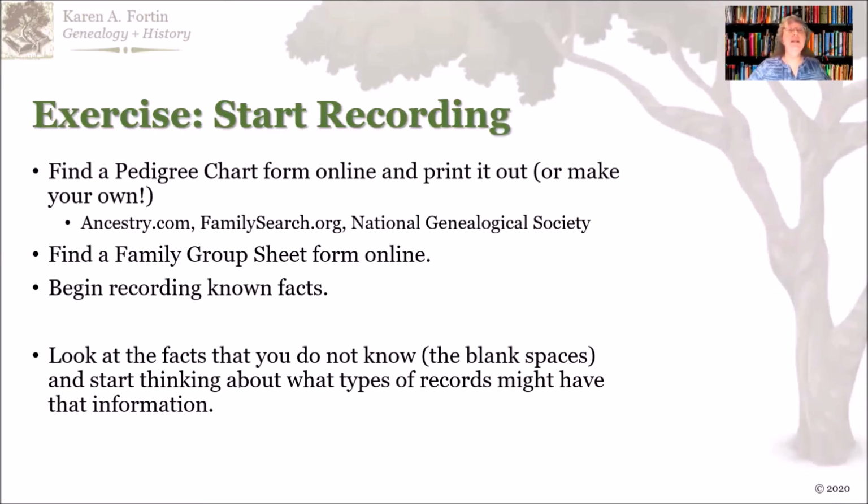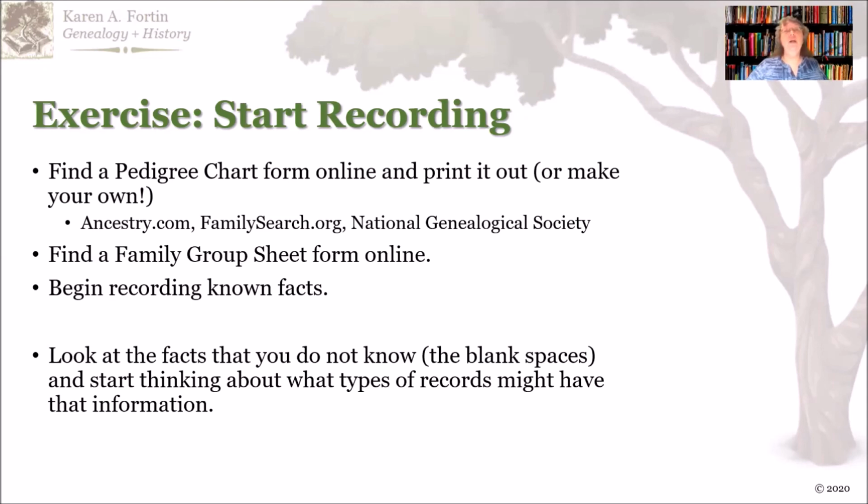This leads us to our next exercise. Find a pedigree chart form online and print it out. Or if you don't have easy access to a printer at the moment, you can make your own following the pattern that you saw on the previous slides or ones that you can find online. There are a number of different websites that have free forms that you can download and print out. For example, on Ancestry.com, FamilySearch.org, and on the website for the National Genealogical Society, as well as many others.